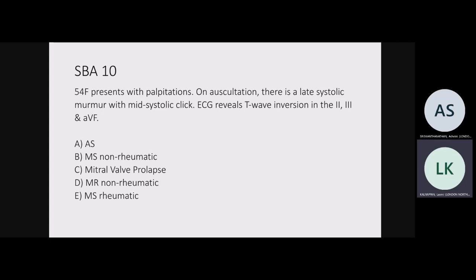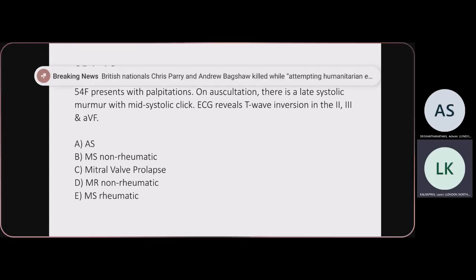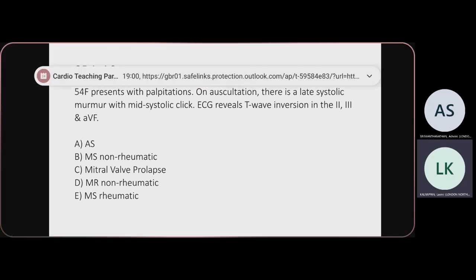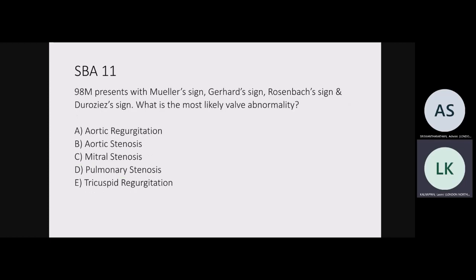So last question in this, I think. 54-year-old female presents with palpitations. You notice that they have a late systolic murmur and a mid systolic click. ECG shows T-wave inversions inferiorly. Okay, so what do you think? The pathology is... and well done those who got it. It's mitral valve prolapse. Key identifying factor in this question is the mid systolic click.